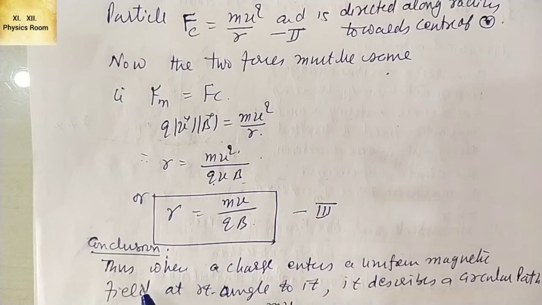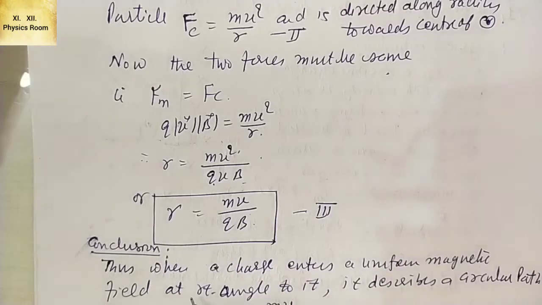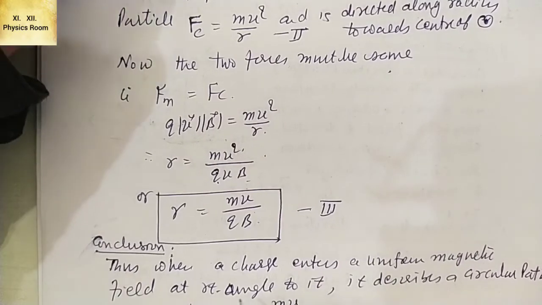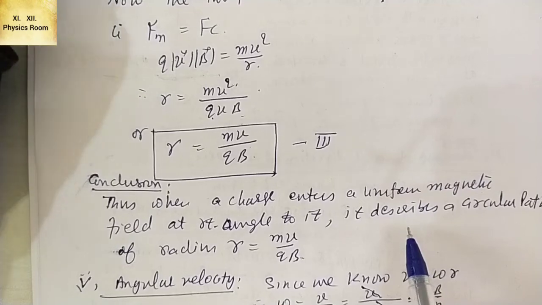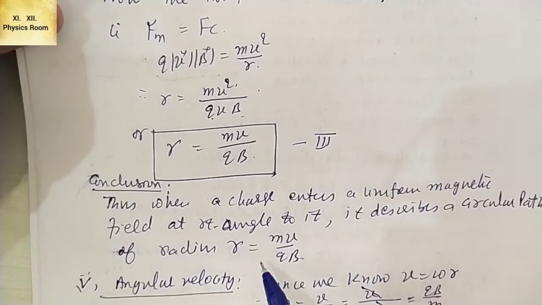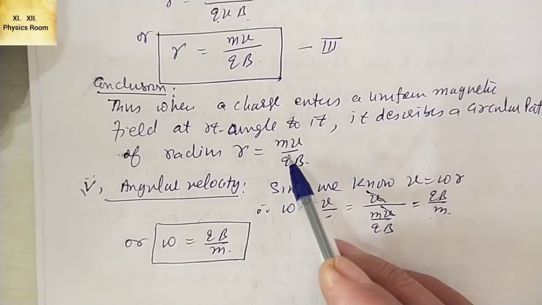Now the conclusion is that when a charge enters a uniform magnetic field at right angle to it, it describes a circular path of radius r equal to mv by QB.